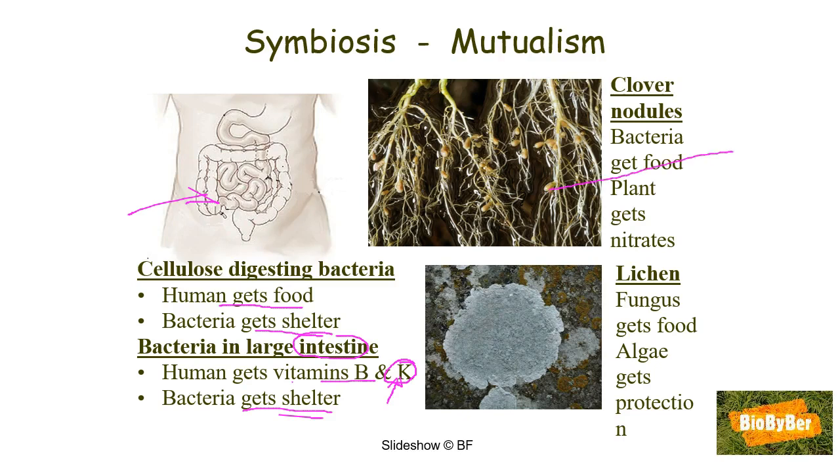Clover nodules are little swellings, I call them chambers, C for chambers, C for clover. And these nodules or swellings on the clover roots act as a chamber or an area where bacteria live. The bacteria get food in the form of sugar and shelter from the clover plant, and the plant in return will get nitrates.